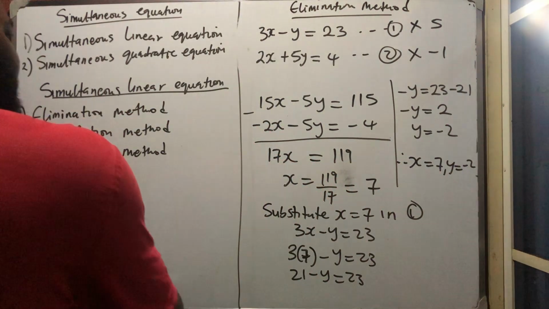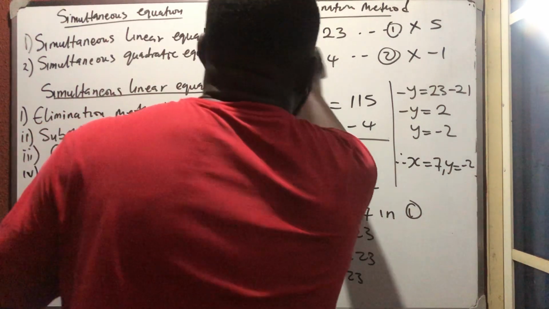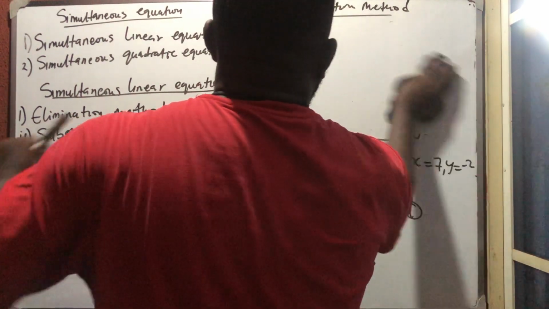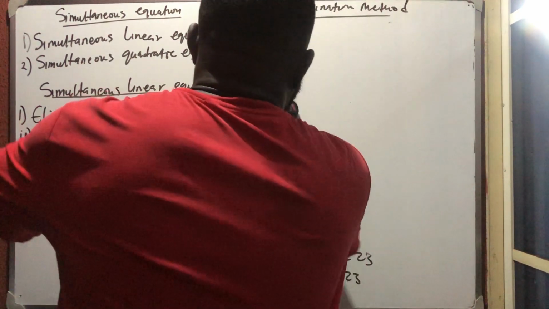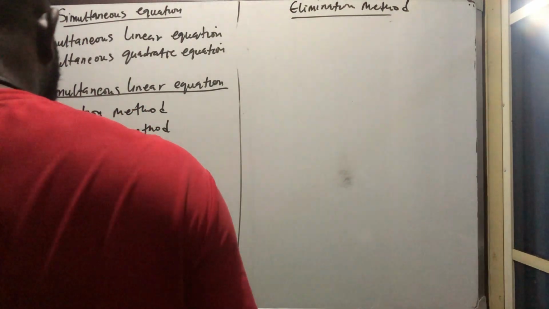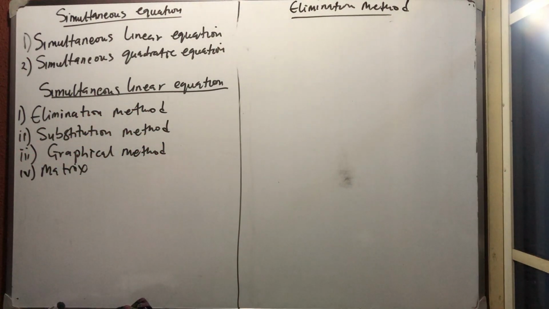As simple as that. You see that elimination method is the simplest you can do in solving what is it called? In solving a simultaneous equation. So let us look for another question to solve.